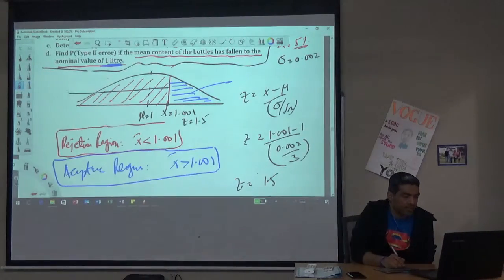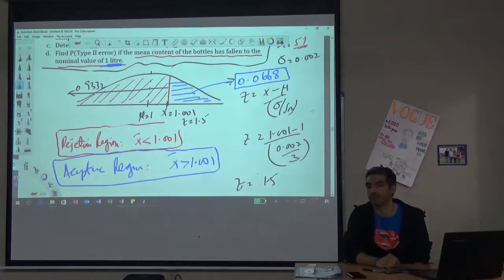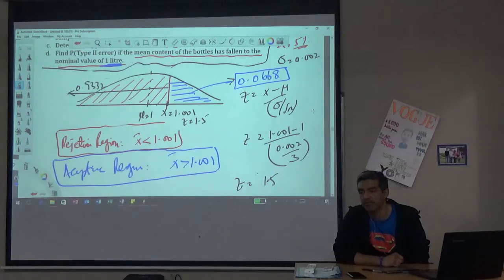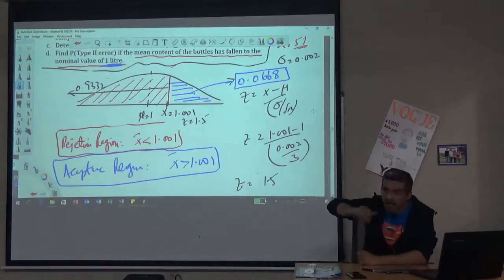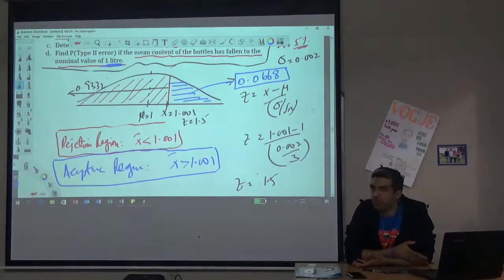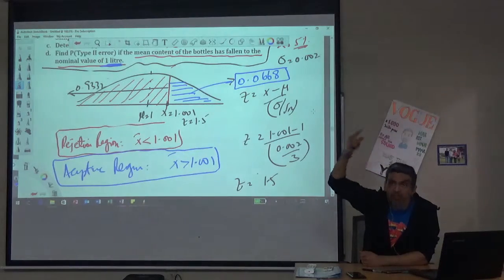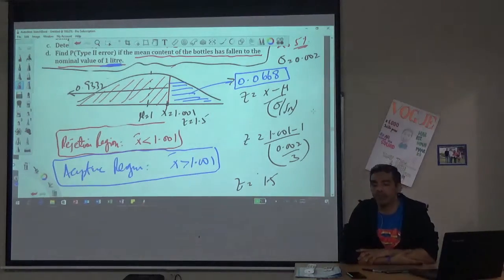This area is 0.9332. So the area that we require is 1 minus 0.9332, which is 0.0668. This is the probability of making a type 2 error. You stand a chance of making a type 2 error by 6.68%. There is a 6.68% chance that you would end up making a type 2 error, had you accepted the null hypothesis based on those calculations. Because you didn't know, you were basing it on 1.002, and you would end up accepting the null hypothesis if the sample mean fell in the acceptance region. But the actual mean is 1, and therefore you stand a chance of 6.68% of making a type 2 error.